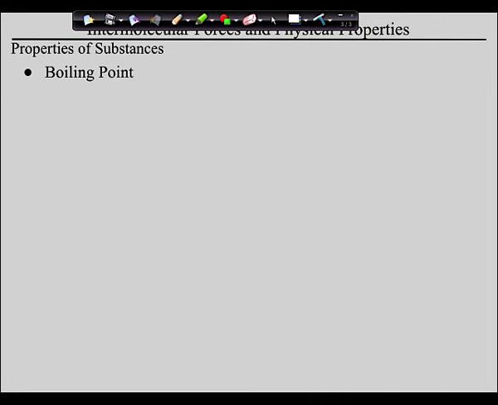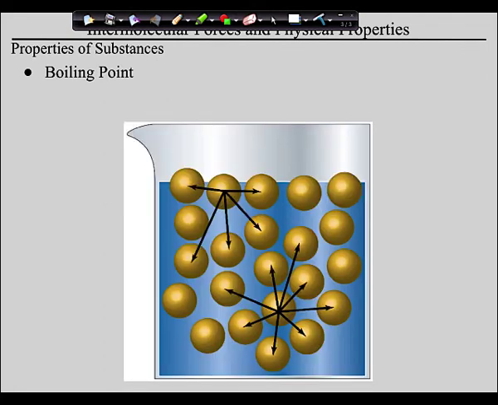Number two, guys, is boiling point. Remind yourselves of what the boiling point is if you need to look back in your notes. Boiling point is the temperature at which all of the liquid can turn into a gas. So guys, what determines the temperature at which this is going to happen? Well, here's our picture again. In order for any of those molecules to jump out and boil, what do they have to do? Break the intermolecular forces.